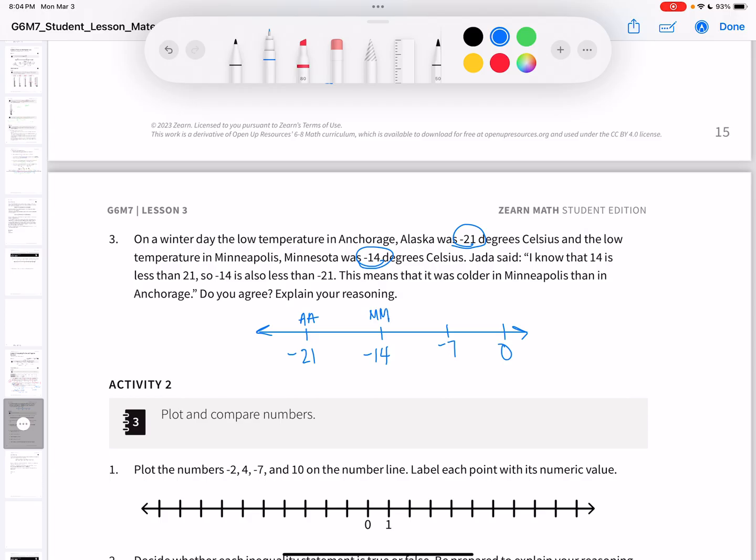So we've said that the further away you go from 0 to the left, it's colder. And the further this way you go to the right is warmer. So although Jada is correct that 14 is less than 21, when it's negatives, it's actually the opposite. Negative 14 is actually greater than negative 21. So that means that Anchorage, Alaska is actually colder than Minneapolis, Minnesota. Okay.